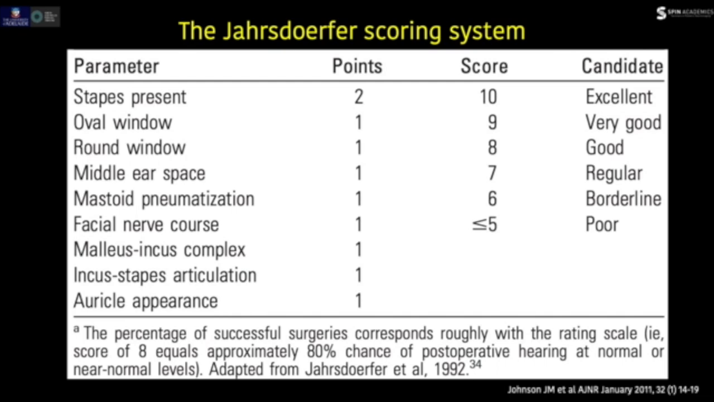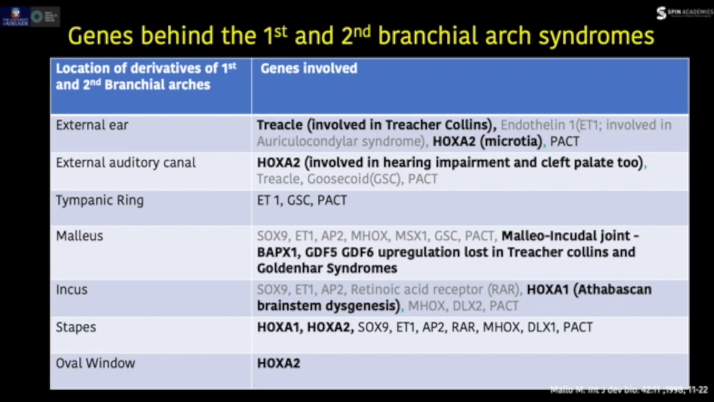When reporting a case of microtia or anotia and its associations, it is obligatory to use the Jahrsdoerfer scoring system, which has several parameters, and each parameter is given a score, and a total of 10 points could be gathered if all those parameters are satisfied. Apologies for the busy slide.